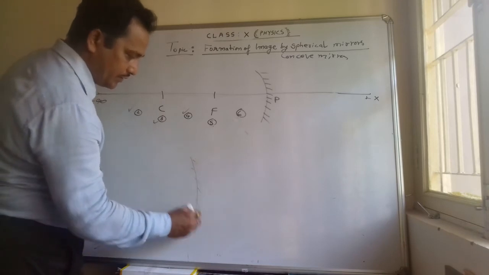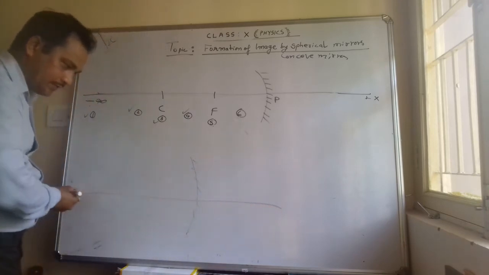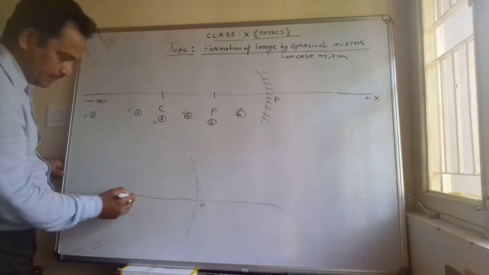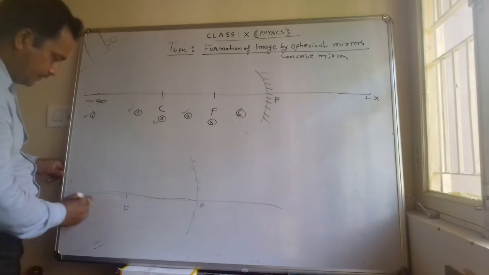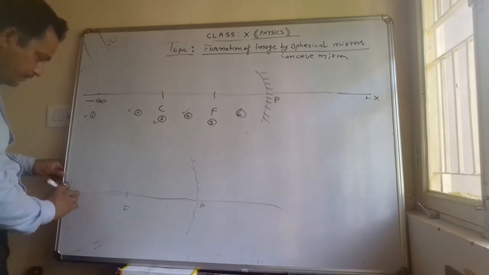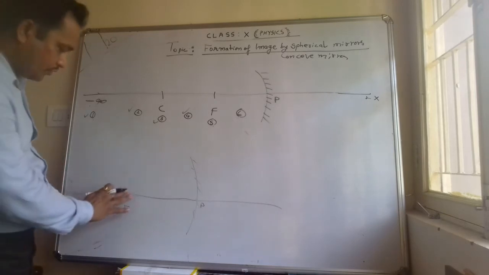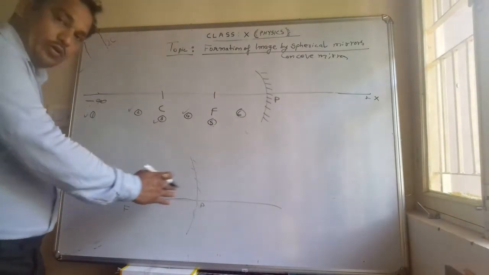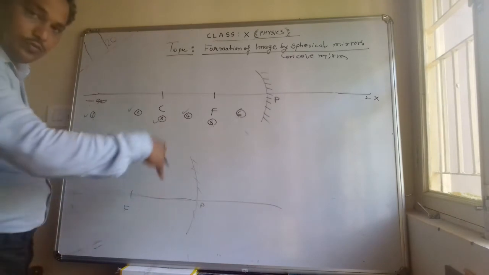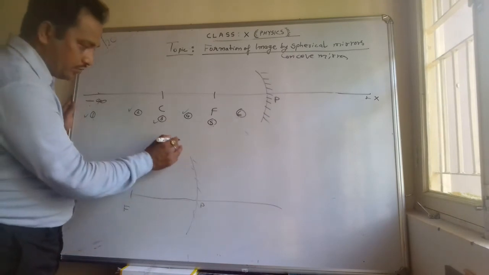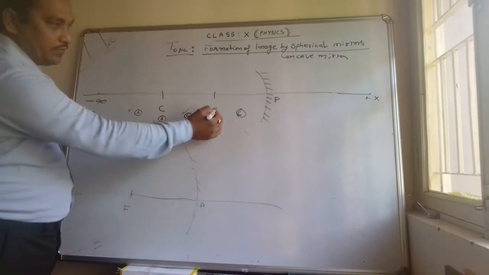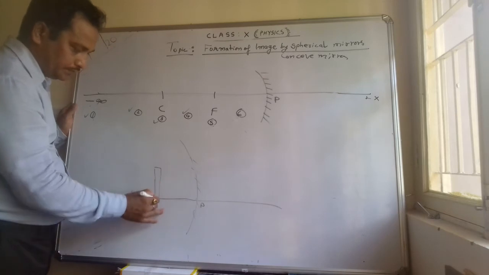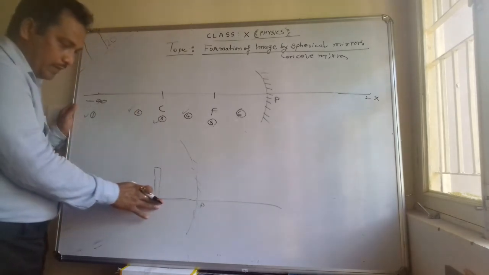For example, this is a concave mirror, this is the principal axis, P, F, C. Here as we have to see the left hand side, so we have drawn accordingly to get the space to draw the image formed. Now we are keeping the object between F and P. So here is the object for example.